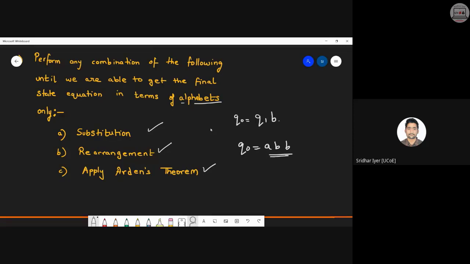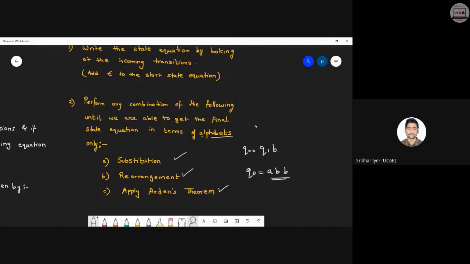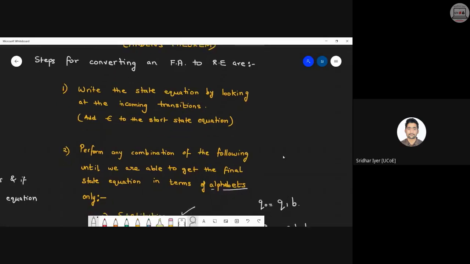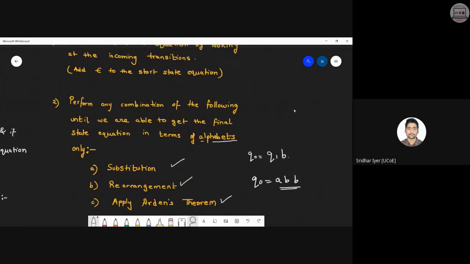We'll solve the problems based on these, so don't worry. What exactly is this? We'll come to know. Okay, kindly reciprocate. These are the basic steps which we need to follow to convert an FA into an RE. Okay, so can we move ahead with what exactly is Arden's theorem? Then we can start with the examples.